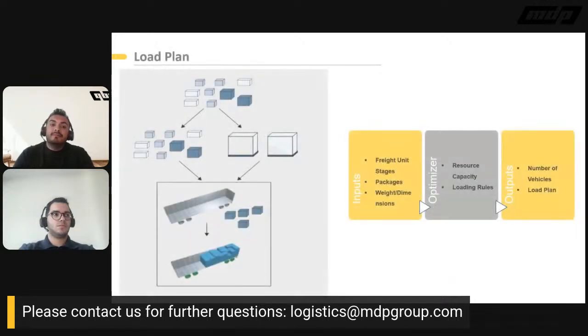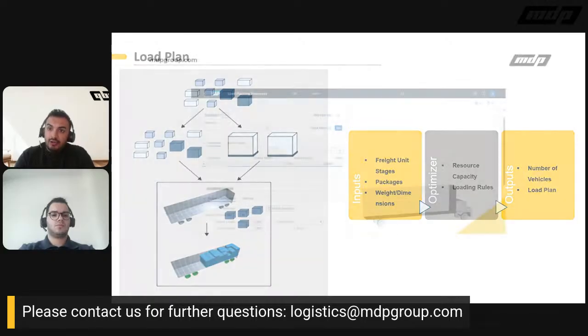So load plan is another really efficient functionality that we can use with the optimizer. All those parameters and master data that I've talked about are inputs for us. This can be freight unit stages, packages, their weights and dimensions, destinations, etc. And the optimizer runs taking into account the resource capacity, loading rules, and other parameters that are pre-configured. And as the output, you can have the number of vehicles, load plans, and routes in your transportation.